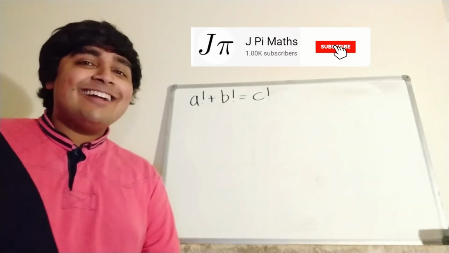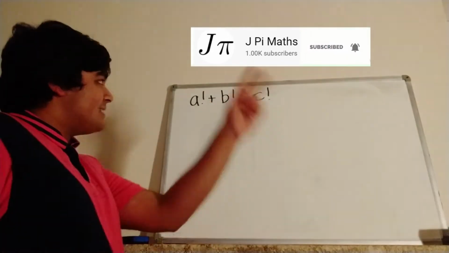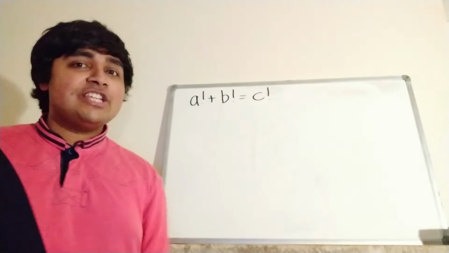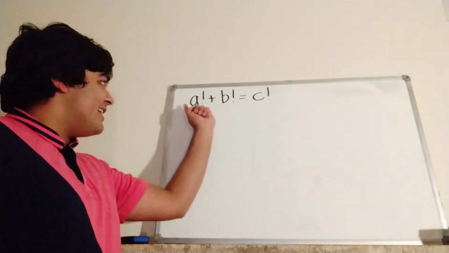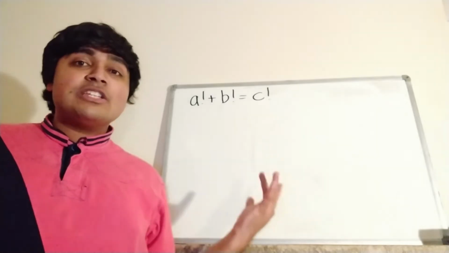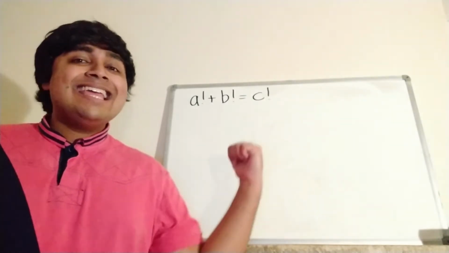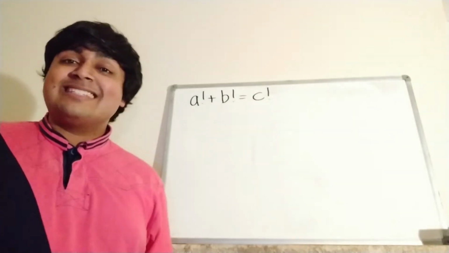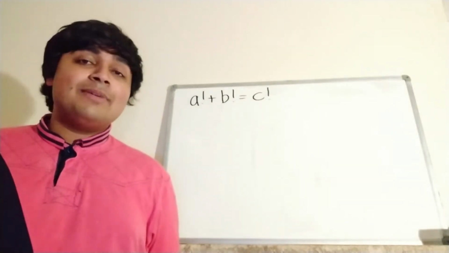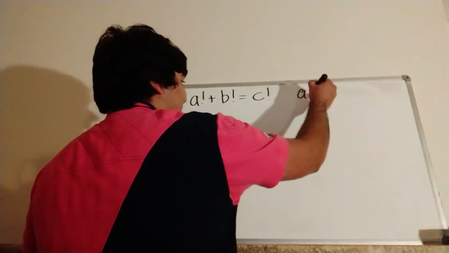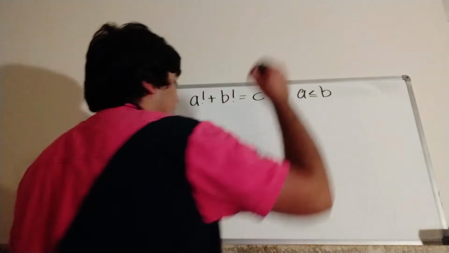The first thing I notice about the equation is that there's symmetry in a and b. I can swap the roles of a and b, and that's not going to change the equation, because putting the b factorial here and the a factorial there is not going to change any of the solutions. So I can assume, without loss of generality, that a is less than or equal to b, and then any solutions I get at the end, provided a and b are distinct, I can just swap the roles of a and b to get another solution.